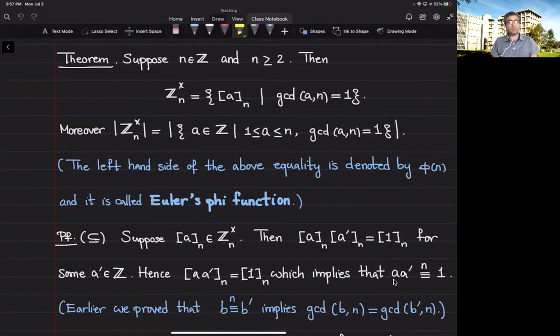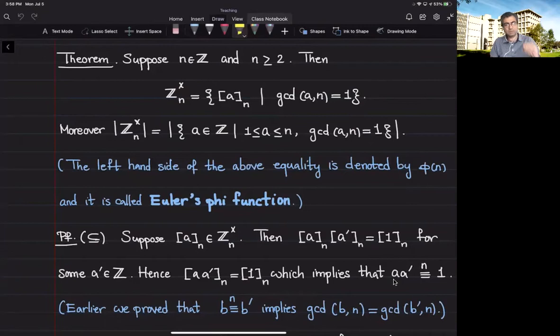As always, when we want to show equality of two sets, here we want to show that the set of units of the ring of integers modulo n is the same as the residue classes where the representative is co-prime with n. I want to show that these two sets are equal. We are going to discuss why the left-hand side is a subset of the right-hand side and why the right-hand side is a subset of the left-hand side.